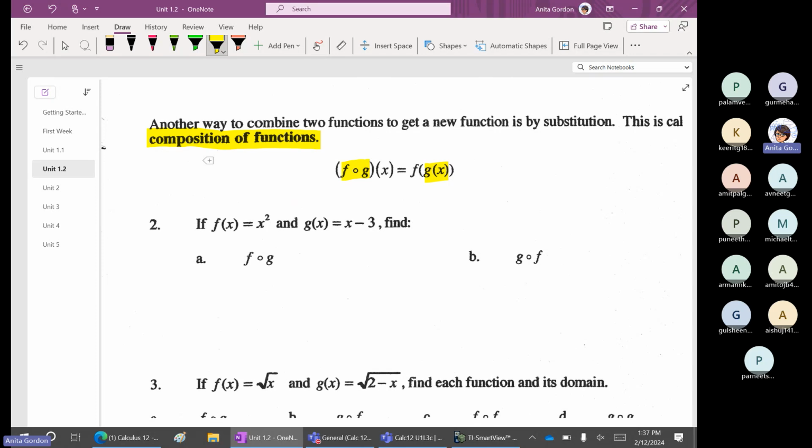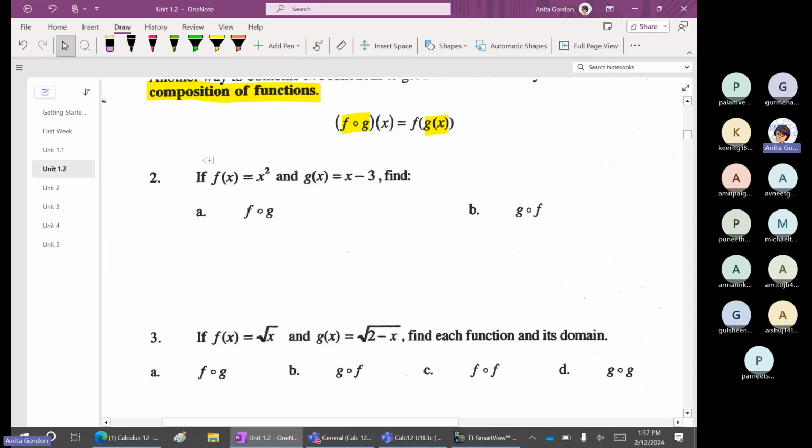Okay, we can simplify this, we can rewrite this, but in order to find the domain and ranges of this, we kind of have to sort it out. So in this example, I'm telling you that the function f is represented by x squared. The function g is represented by x minus 3. The first letter is the outside function. The second letter is the inside function. So this is outside, this is inside.